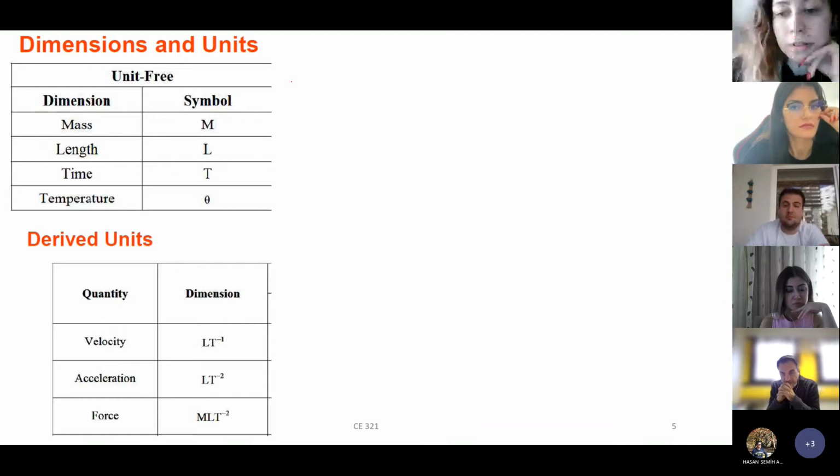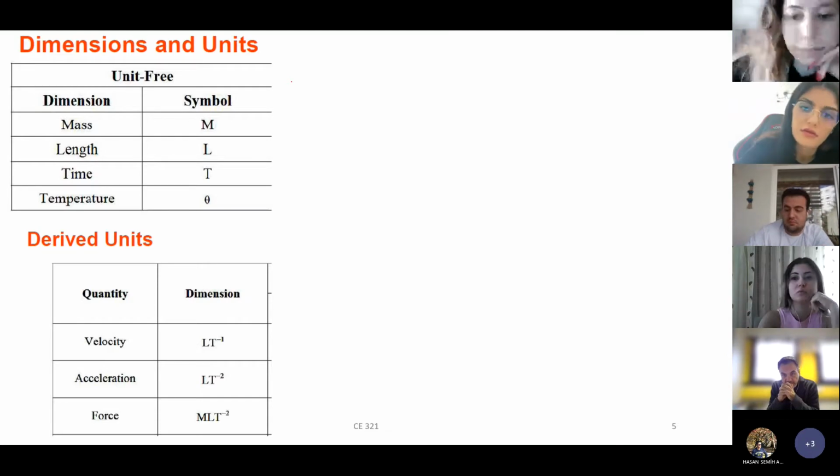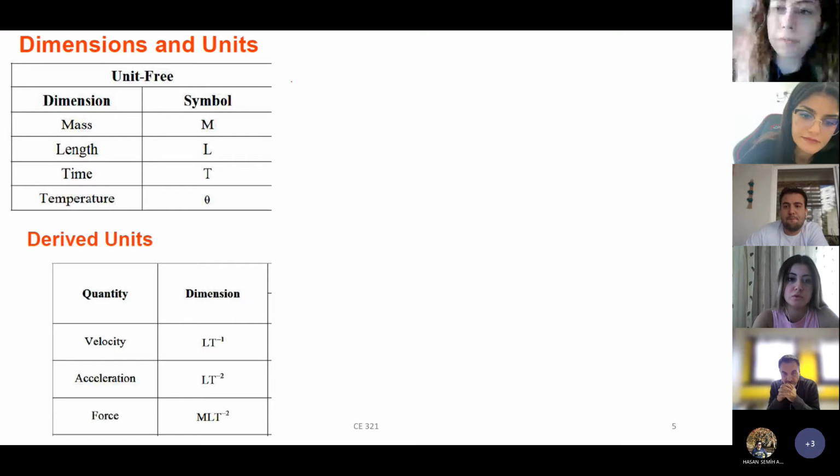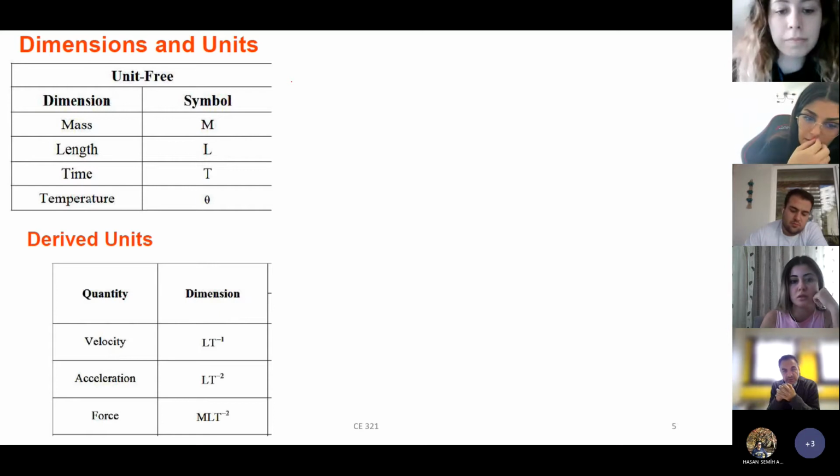The unit of mass is... Okay, Makbule, what is the unit of mass in SI system? Kilogram. Kilogram, yes. For length, continue, Makbule, please. For unit of length is? Meter, yeah. For time? Second. For temperature? Kelvin. You are right, you are right.